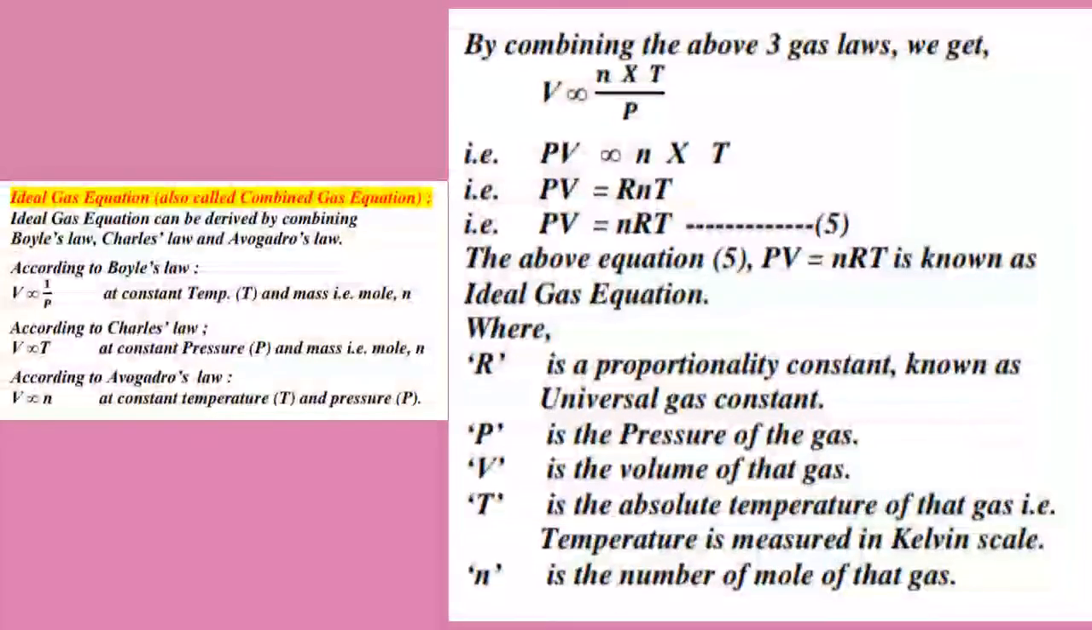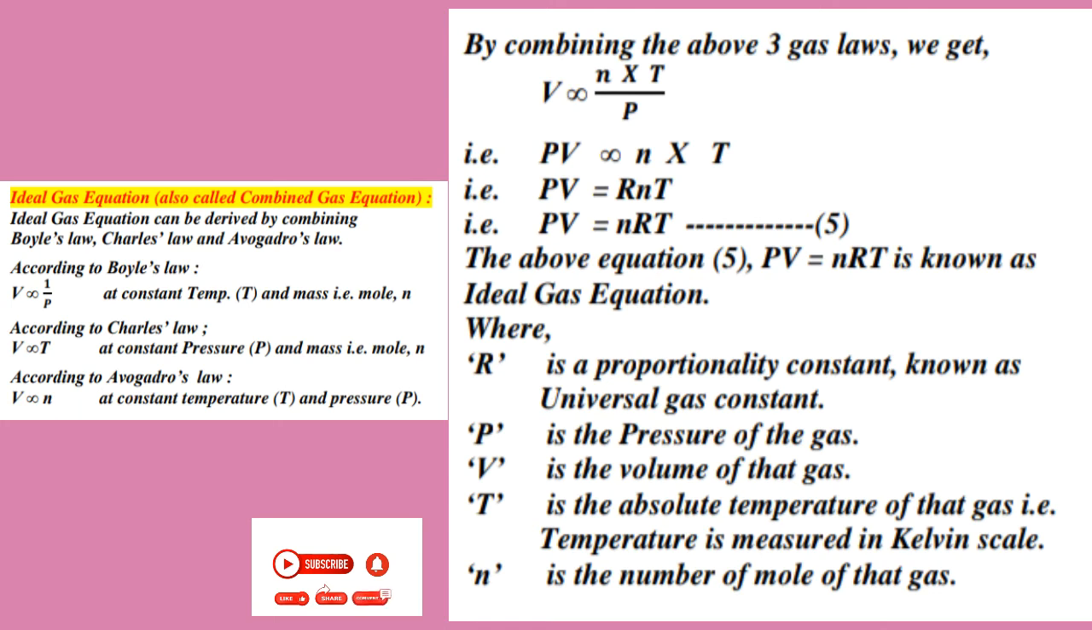By combining the above three gas laws, we get V proportionality sign N into T divided by P. Okay. After simplification, this equation becomes PV directly proportional to N into T. Okay. By changing this proportionality sign into equal to, we have to multiply by a constant. Here, that constant is capital R. So, the above equation becomes PV equal to RNT. After rearrangement, this equation can be written as PV equal to nRT. This is equation number 5.